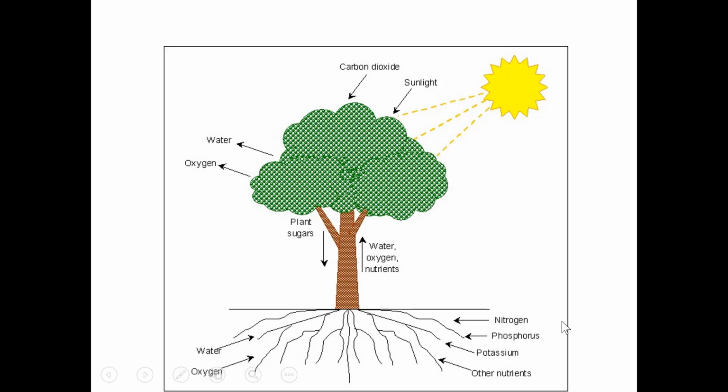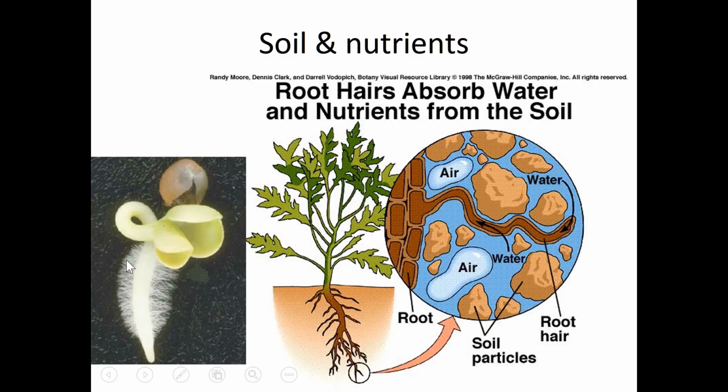And those three important nutrients are nitrogen, phosphorus, and potassium. Their chemical shorthands are N, P, and K. So you're going to want to remember that N, P, and K are the three most important elements, nutrients that plants use.